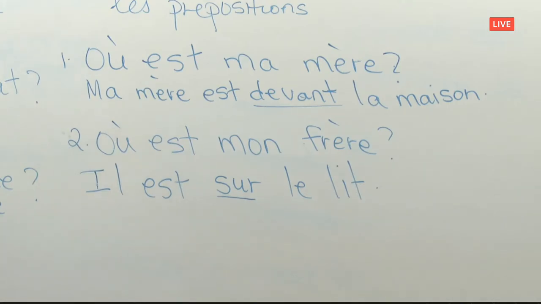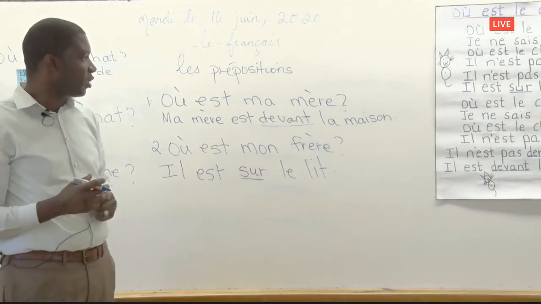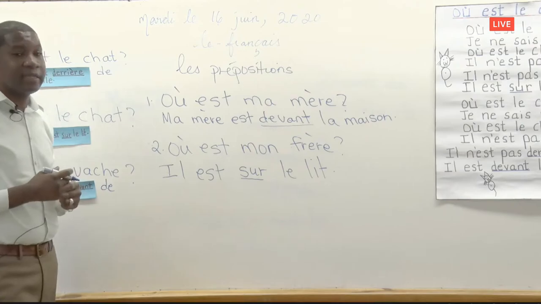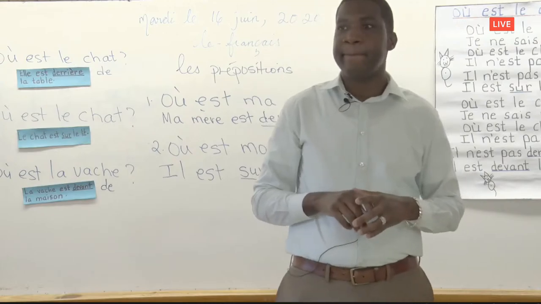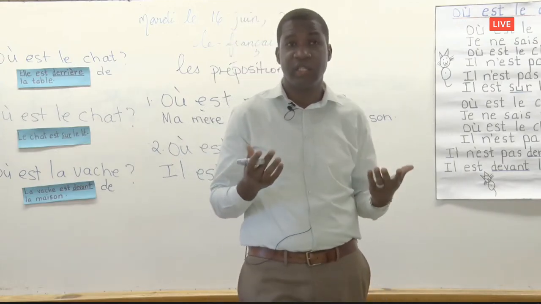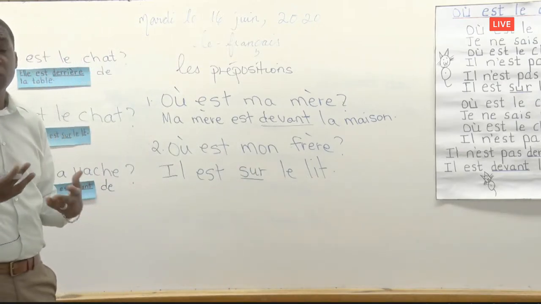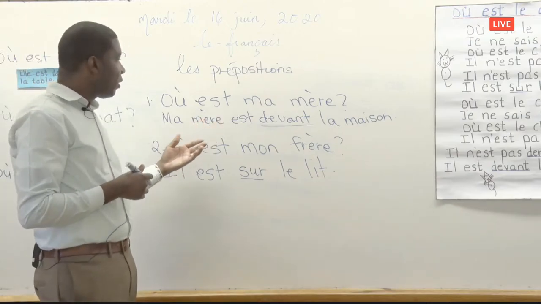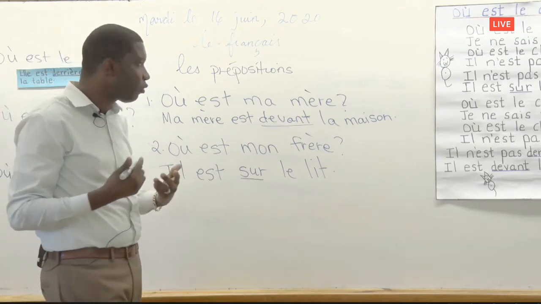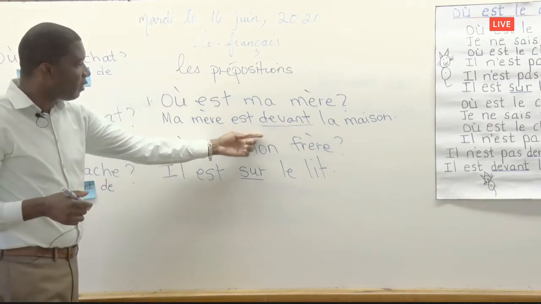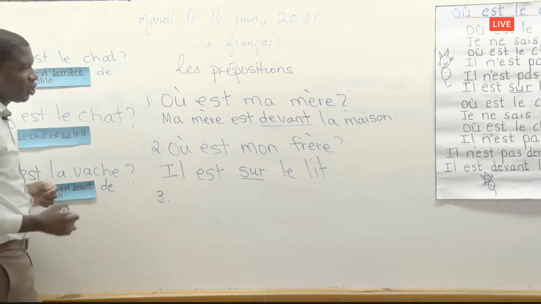We are just using sentences to show how we use prepositions in sentences. We can also say that prepositions are used when we are speaking about location in French, to say where things can be found. When you get to location in French, these prepositions will also come up, to say where certain things can be found. So we have devant, sur, two of them. Three, another question.